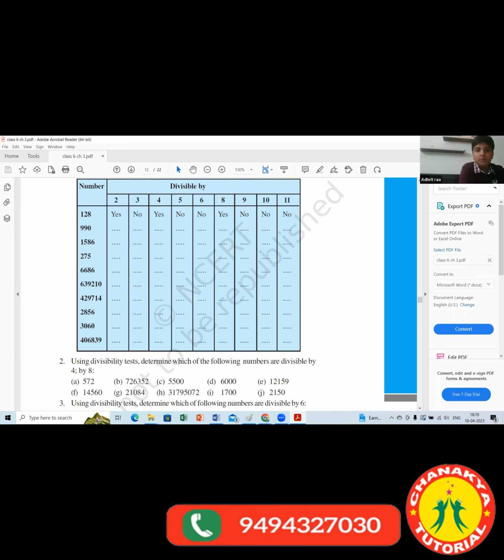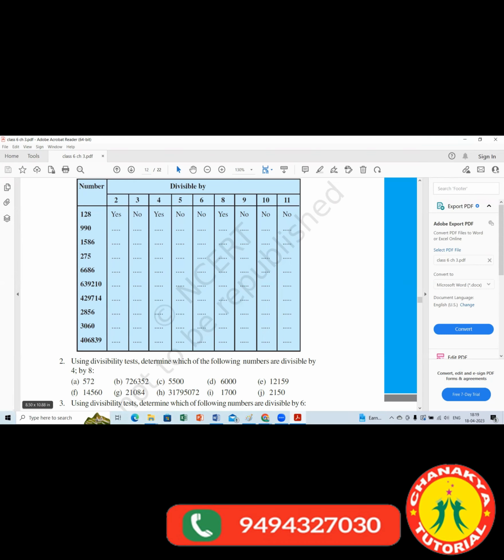Yes, ma'am. Why? Ma'am, because the sum of all the digits is divisible by 3. What is that sum of all the digits? Sum means individually you have to add, beta. 9 plus 9 plus 0. No, not like that, beta. 9 plus the sum of all digits. I'll help you on the board.